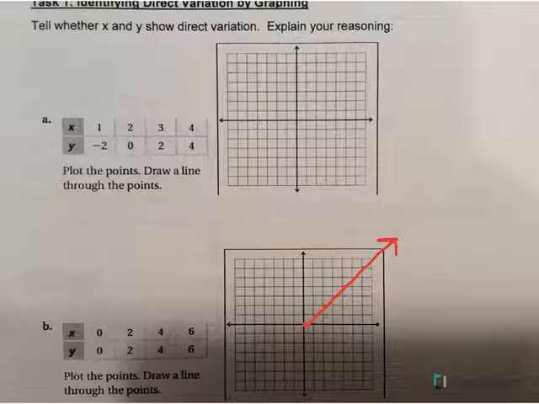Our answer here clearly is yes, and you need to write on your paper that it crosses through the origin and it's a straight line. That's your explaining. I want you to explain your reasoning. So it's a straight line and crosses through the origin. So yes, there's direct variation.